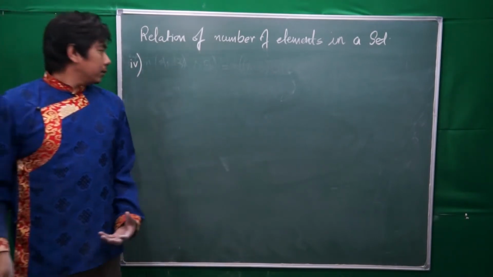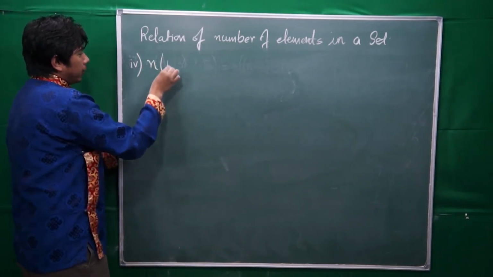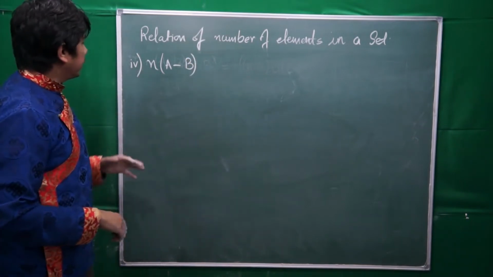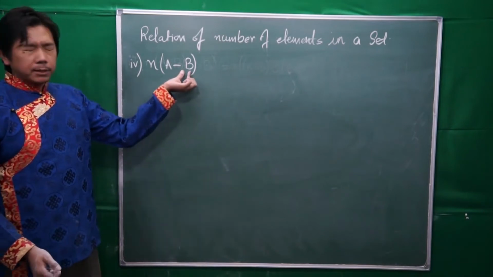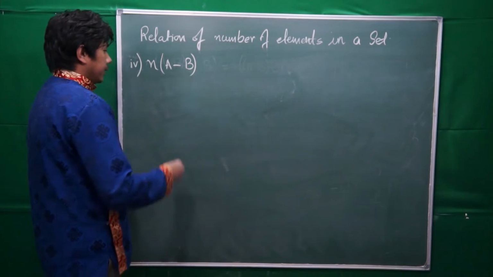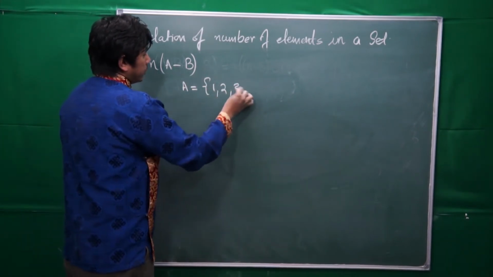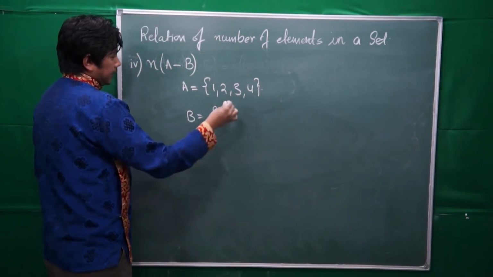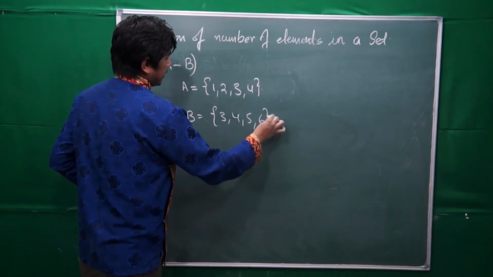Now for the fourth part, we have to find the number of elements in the difference of B from A. Okay, so we are subtracting elements of set B from elements of set A. So again, let's take an example. Let's say set A is 1, 2, 3 and 4, and then let's say set B has elements 3, 4, 5 and 6. All right.